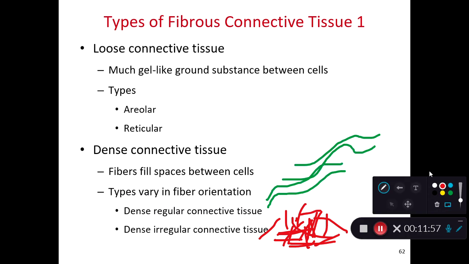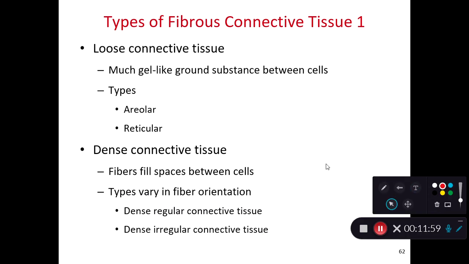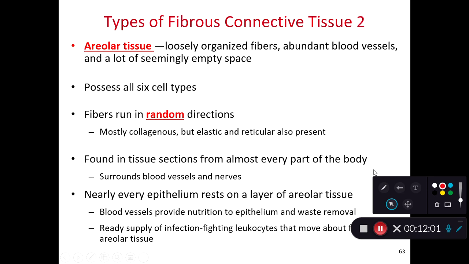Ooh, I did not want to click that button. Clear. There we go. So as we look at that areolar tissue, it's a very common connective tissue. It's, in my mind, kind of like the default glue in our body. It's going to be nestled and wedged in between a lot of different organs to help anchor membranes and organs to each other.